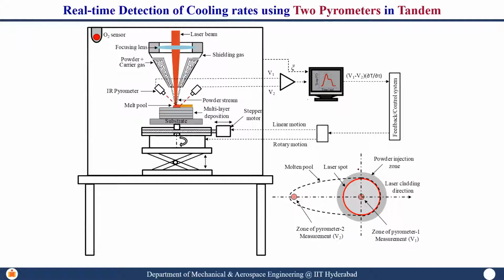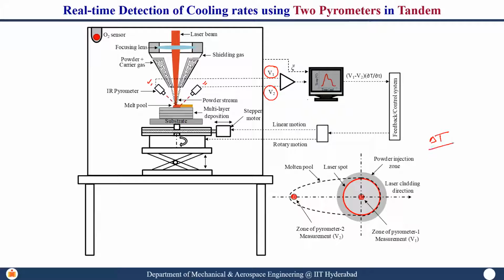What we have done is we took two pyrometers, like what I have shown in our experimental set. One pyrometer is focused at the center of the molten pool. The other one is outside the molten pool, at the periphery, where it can detect the temperature. Now what we get from the pyrometers is voltage 1 and voltage 2, because all these are electrical devices. What you get is voltage, not the temperature.